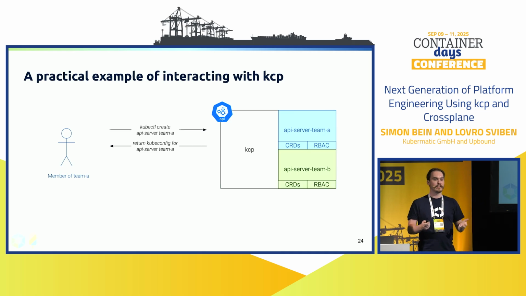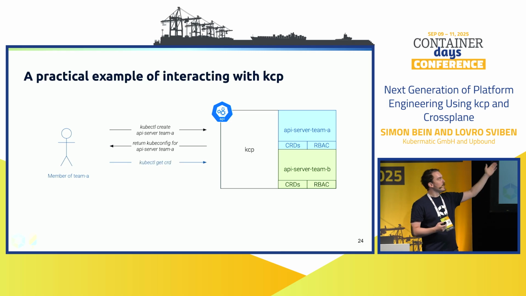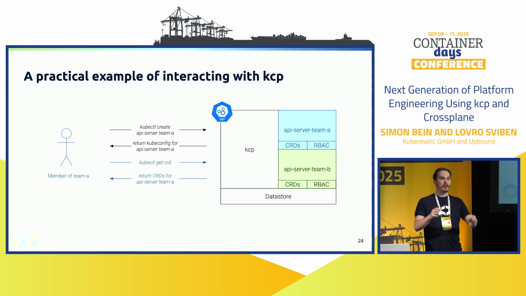Similar to you, another team, Team B, could also have their own API server that's completely separate from your Team A. And then, of course, if you use the blue kubeconfig, then you would only get what's inside the blue box. You cannot see anything in the green box because it is supposed to be isolated from each other. And we do all of this using one data store. And in the case of KCP, that is etcd. etcd is the default data store in KCP.